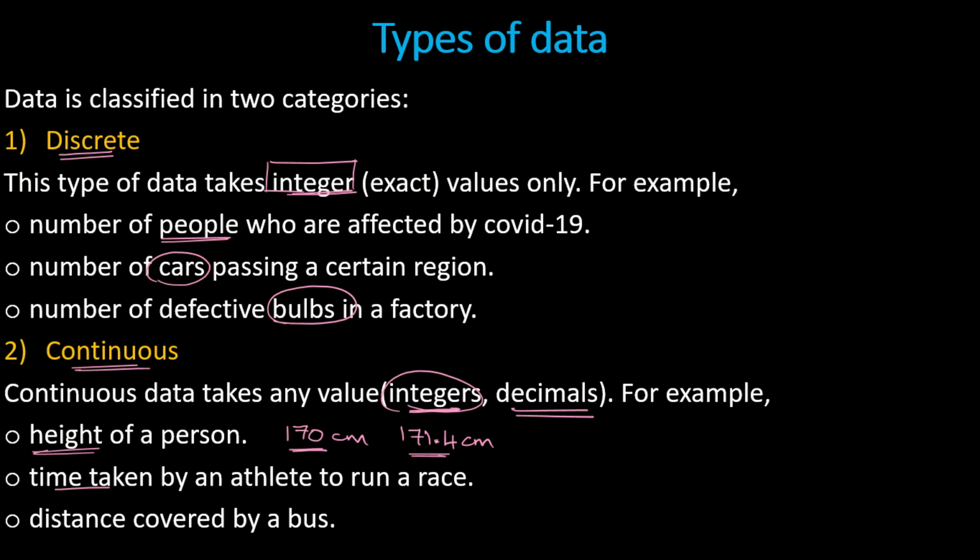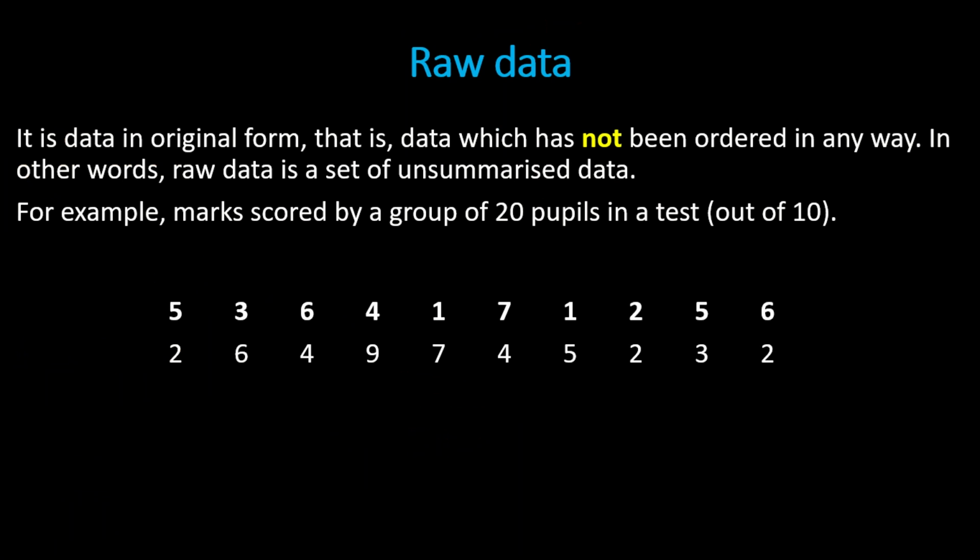Another example would be the time taken by an athlete to run a race. Time, when you measure it using a stopwatch, you can obtain it to be a whole number or decimal. The same applies for distance covered by a bus. Distance still can be a whole number as well as a decimal. So these are examples of continuous data. You have to know how to make the difference between these two types of data. Right? Now there is another term that you have to know, which we call raw data.